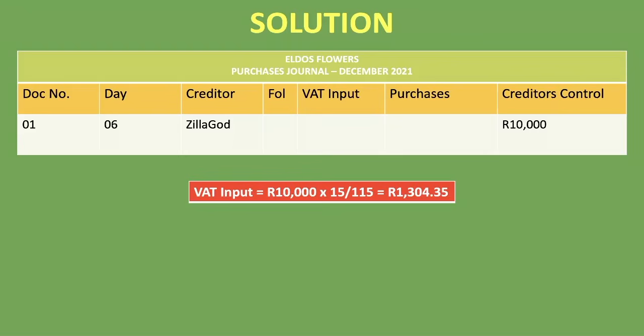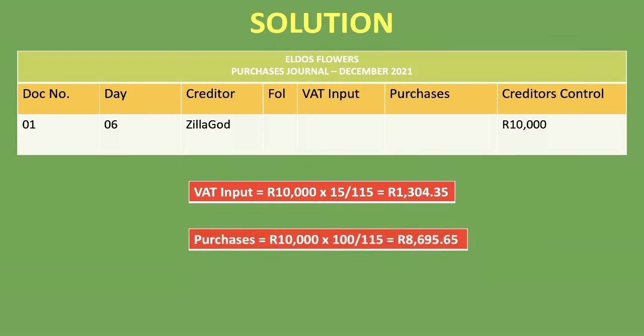What do we put under the purchases column? We take the 10,000 rand times 100% divided by 115, and it gives us 8,695 rand 65 cents. Alternatively, once you have your VAT input amount, you could take 10,000 minus 1,304 rand 35 cents, and it would give you the same 8,695 rand 65 cents.